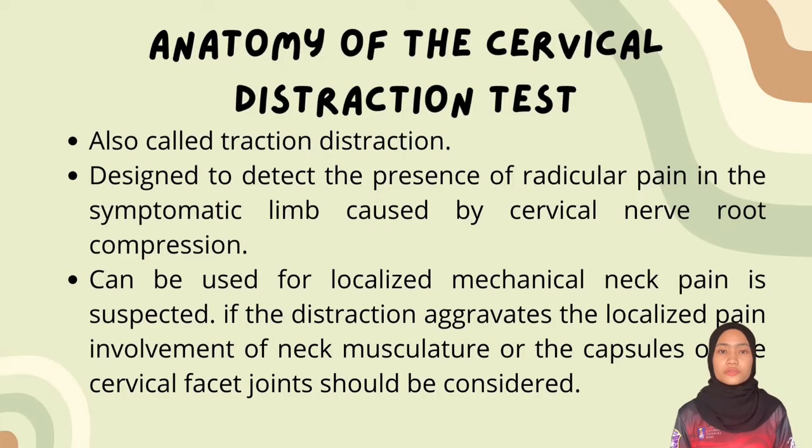The anatomy of the cervical distraction test. This test is also called traction distraction. It is designed to detect the presence of radicular pain in the symptomatic limb caused by cervical nerve root compression. It can be used when localized mechanical neck pain is suspected.